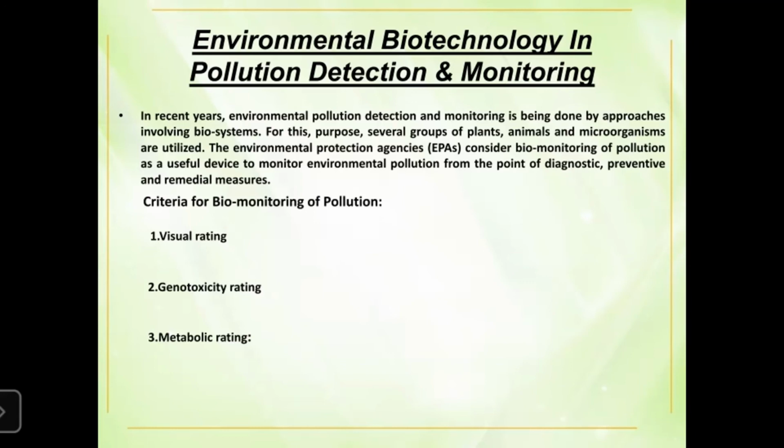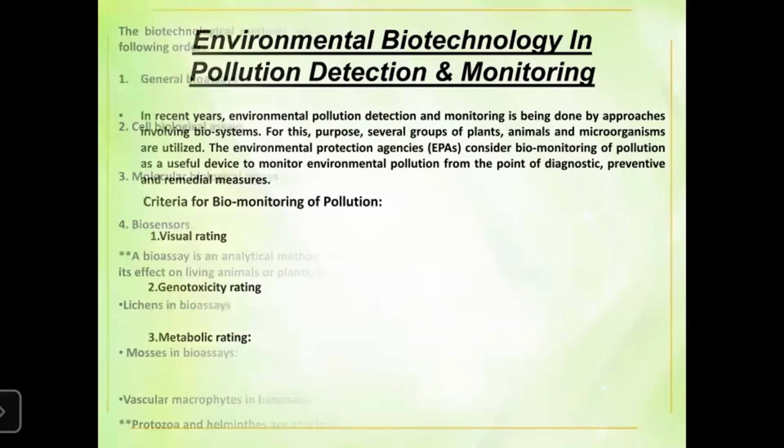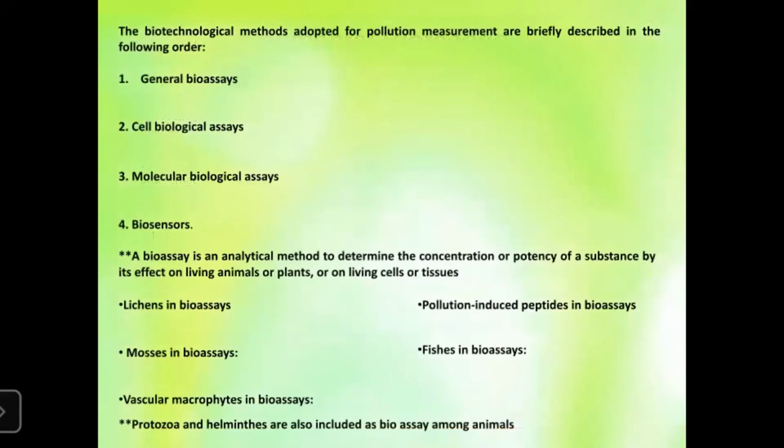Now there are some criteria for biomonitoring of pollution. Number one is visual rating. Number two is genotoxicity rating, and number three is metabolic rating. Now the next is, what are the methods of pollution measurement, briefly described in the following order. Number one is general bioassays. Number two is cell biological assays. Number three is molecular biological assays, and number four is biosensors.